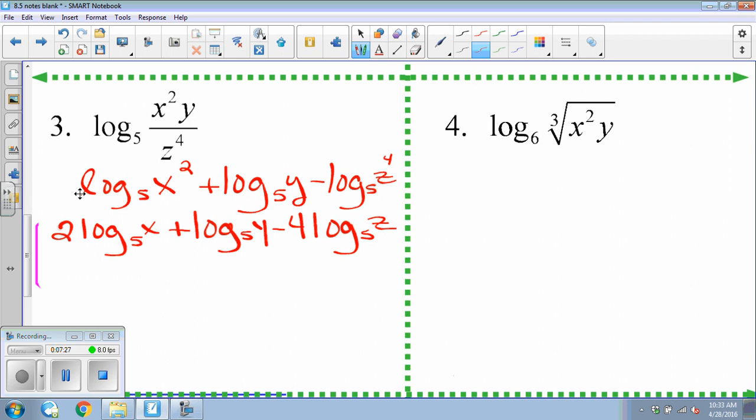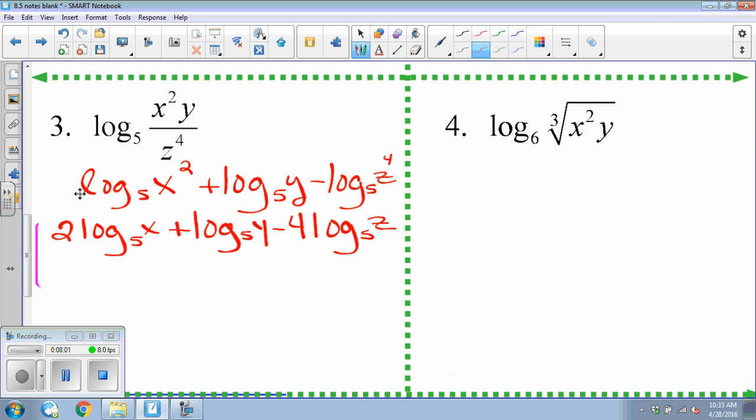Any questions on number 3? Now, with number 4, anytime you see a radical, you have to change that to a fractional exponent, okay? And up on the board, let's refresh our memory. The square root of x is the same thing as x to the 1/2 power, correct? The cube root of x is x to the 1/3 power. The fifth root of x to the 3rd is x to the 3/5 power, right? Okay, so if you have a radical, you need to change that to a fractional exponent.